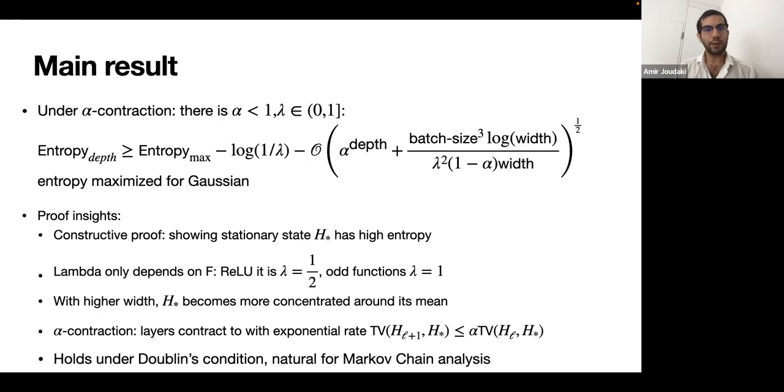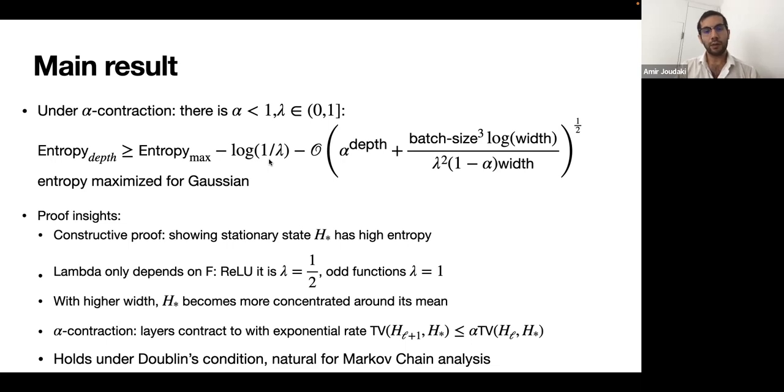With that, I can now state the result: the entropy of a layer at some depth is close to your maximum entropy, meaning the entropy corresponding to a Gaussian, with this rate. You have essentially three parameters. You have depth, which is exponentially decaying; this is how much you differ from the maximum entropy. You also have another term which depends on your batch size and width. And the most important term, which does not decrease with depth nor with width, is your lambda, which only depends on your nonlinearity.